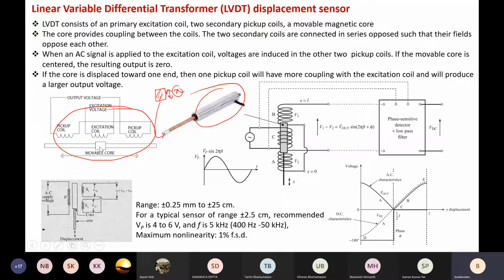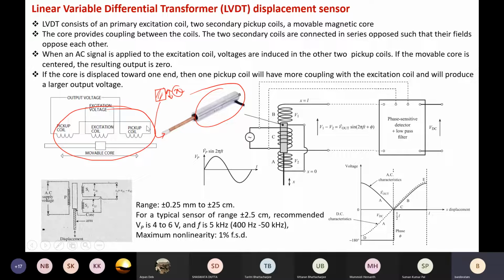But when the movable core moves more towards the right side, then either V1 will be more or V2 will be more, depending on whether the core is towards the right side secondary or the left side secondary. Accordingly, your output voltage will vary. If you take the absolute value, then the output voltage amplitude as well as the sign polarity, both will change.